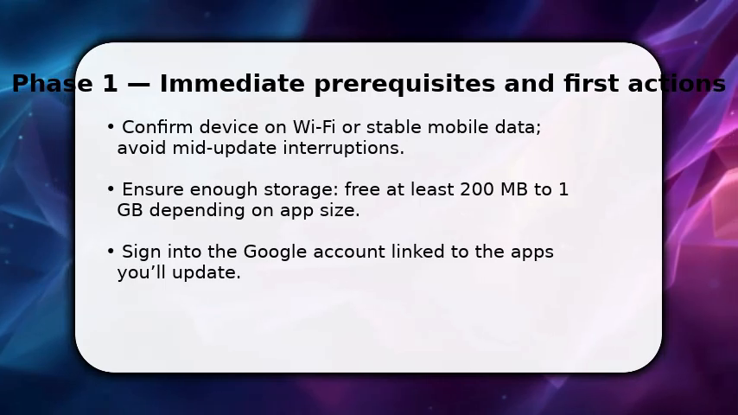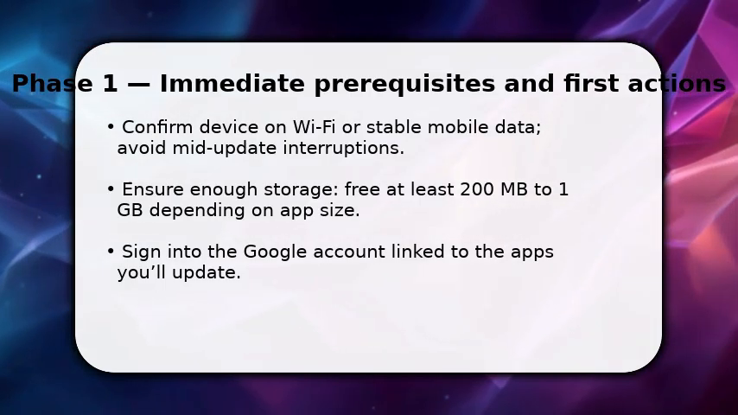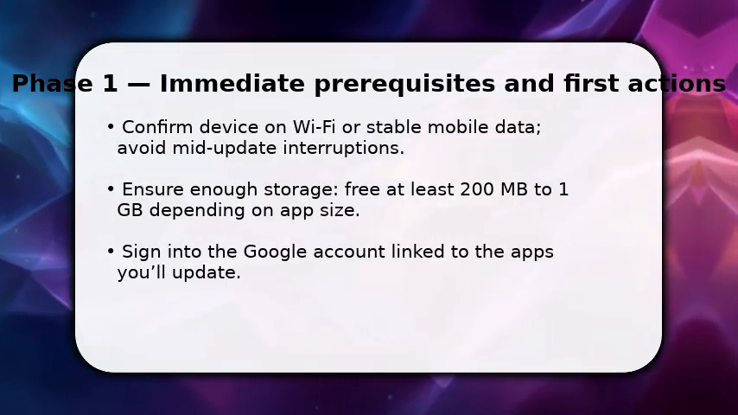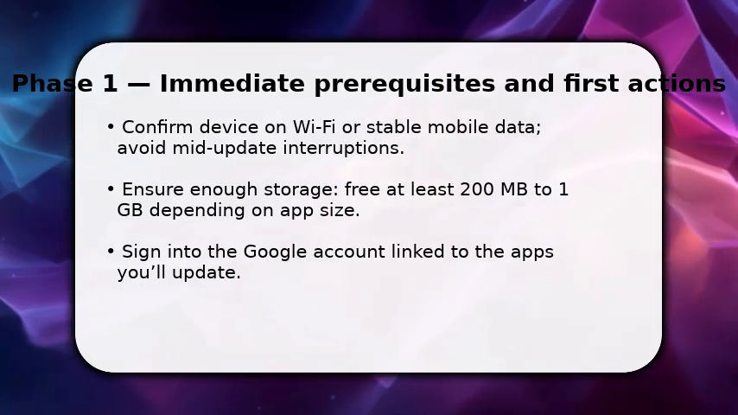Enjoy the video. You start by checking essentials. Make sure your Android is on Wi-Fi or a reliable mobile connection because updates can be large. Once done, free 200 MB to 1 GB of storage so updates won't fail mid-install.